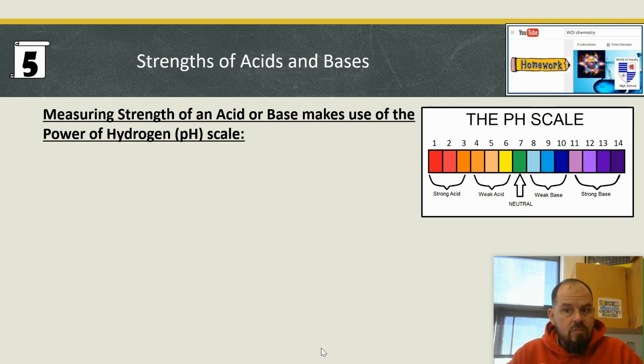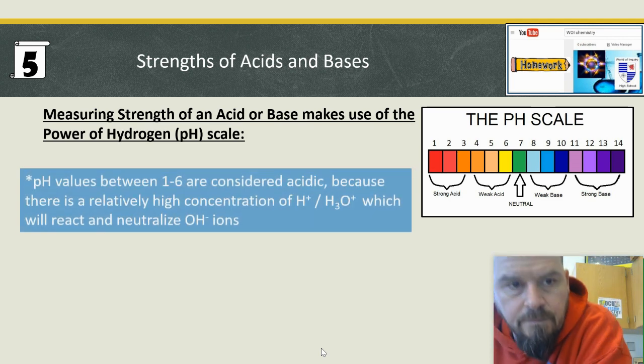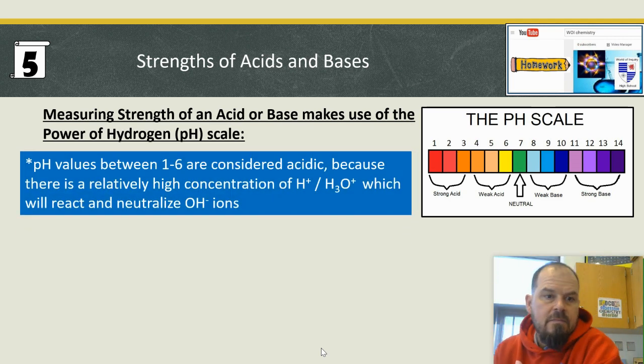I mean, I can make a dilute strong acid that won't burn you. Strong means generally it dissociates 100%. So all of that H plus goes into solution. That's what strong means. Okay, they're generally all acids, right?